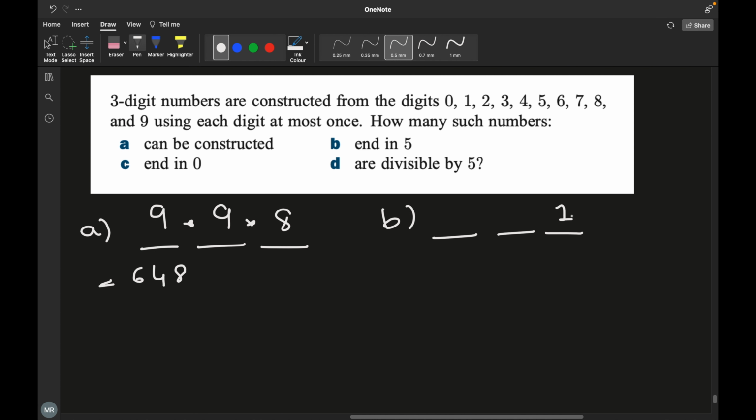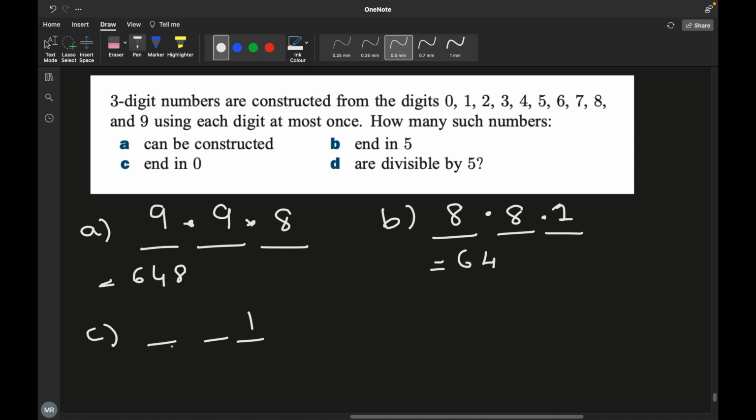So this can be occupied by 1 digit, which is 5. And the first one cannot be occupied by either 0 or 5. So it's 8. Then this is going to be 8 also, because we have 5 here and we have some other number here. So it's going to be 8 into 8. So it's 64. And C, it ends in 0.